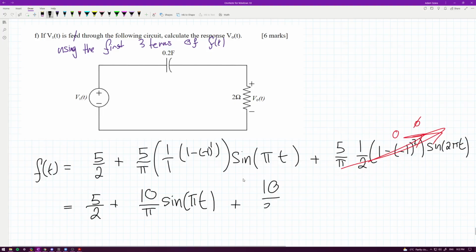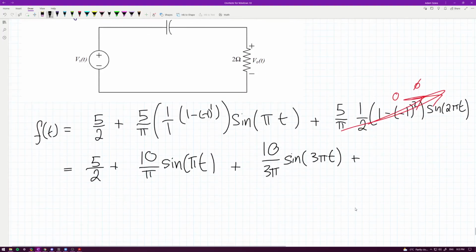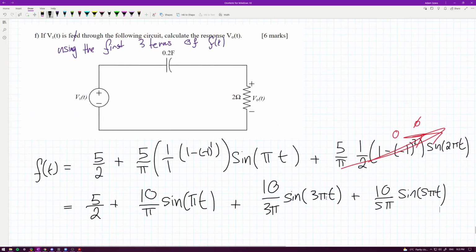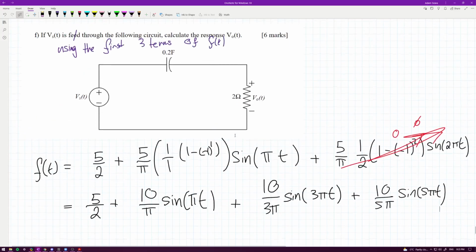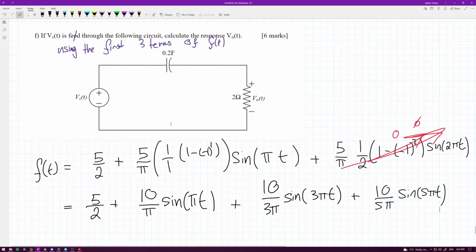Wait, will the odd ones be 0 or will the even ones be 0? The even ones will be 0. The odd ones are what you want, the non-zero ones. So this would be the next one. I just brought this here because that would be the next one, and then the next one is going to be 10 over 5 pi sine of 5 pi t. You could include however many terms you want if they don't tell you, but they're going to tell you. And then again, you just do nodal analysis and superposition, and find all the different ones through that.